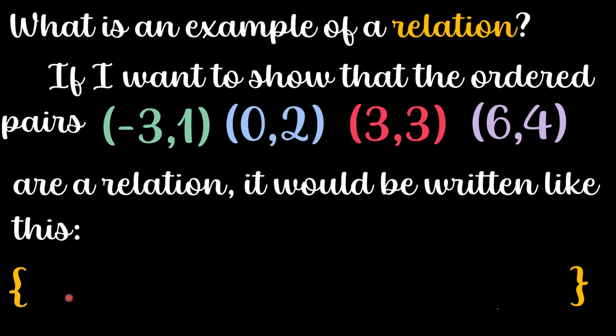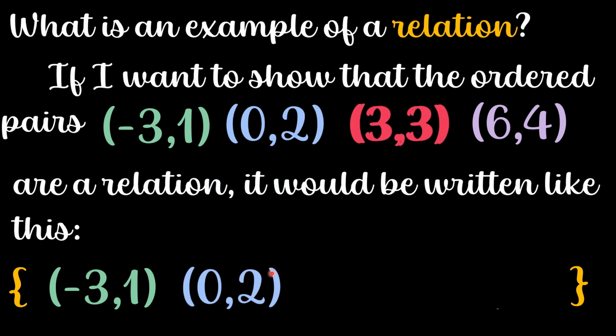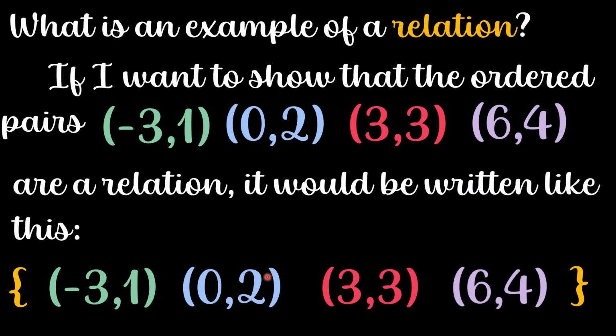First, we need to write the braces here. Second one is to write all the ordered pairs inside the braces. So, -3 and 1 first. Next is 0 and 2. Next is +3 and 3. And next is 6 and 4. To make this a relation, pinakalas na to ibutang is the semicolon. Dapat na ay semicolon nga nag-separate sa atong ordered pairs. And now this is a relation.